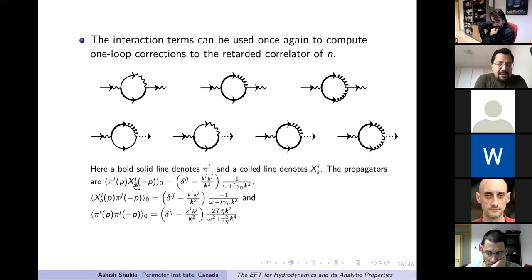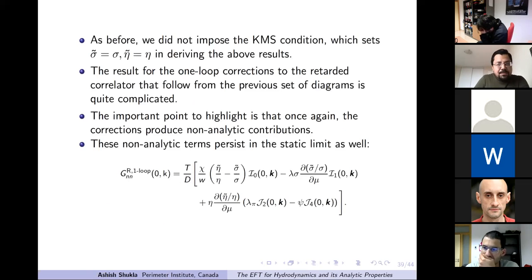So with the previous as well as this new set of interactions and propagators in hand, what we did was we computed the loop corrections to the retarded 2-point function. And these are the new 7 diagrams that come into play. Previously we had 4 diagrams and now we have 7 more diagrams that contribute to the retarded 2-point function, and we computed their contribution.